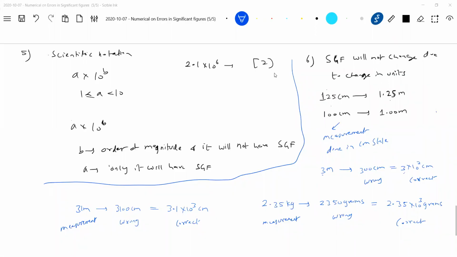What is the rule? The base should lie between what? It should be greater than or equal to 1 and less than 10. You should not write 31. 31 into 10 to the power of 2 will be a wrong thing. I agree, and these are just simple ideas.